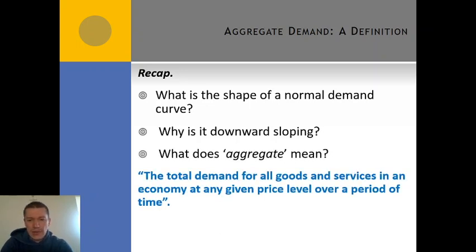But what we're going to do is make a few little changes, all right? And it's nothing drastic. In the macro context, we need to think about the term aggregate. Aggregate means the total demand for all goods and services in an economy at any given price level over a period of time. And look at the key word there. The key word to me is total demand for all goods and services.